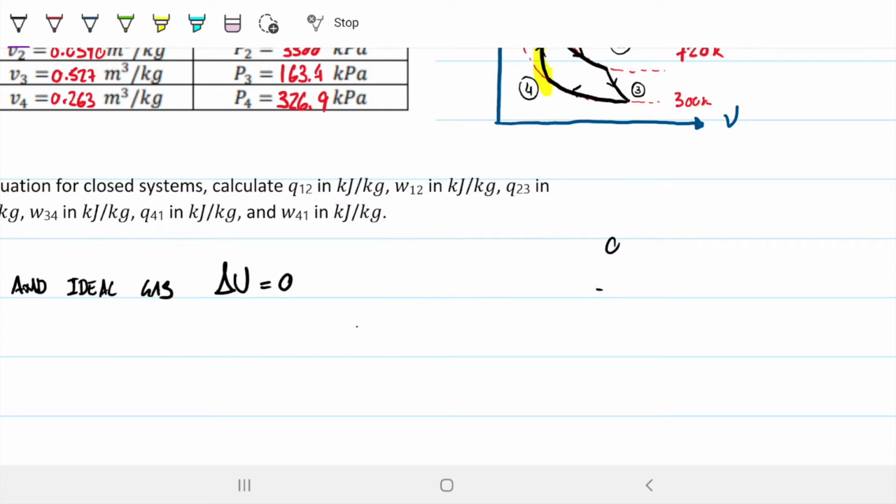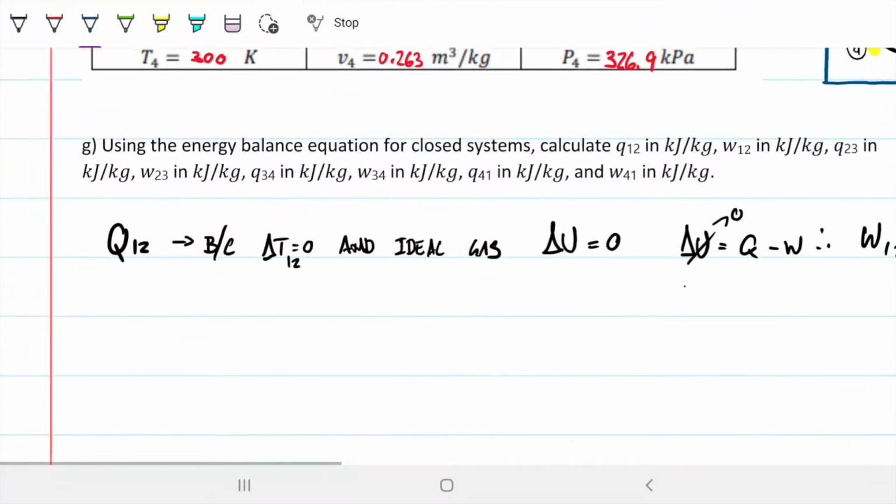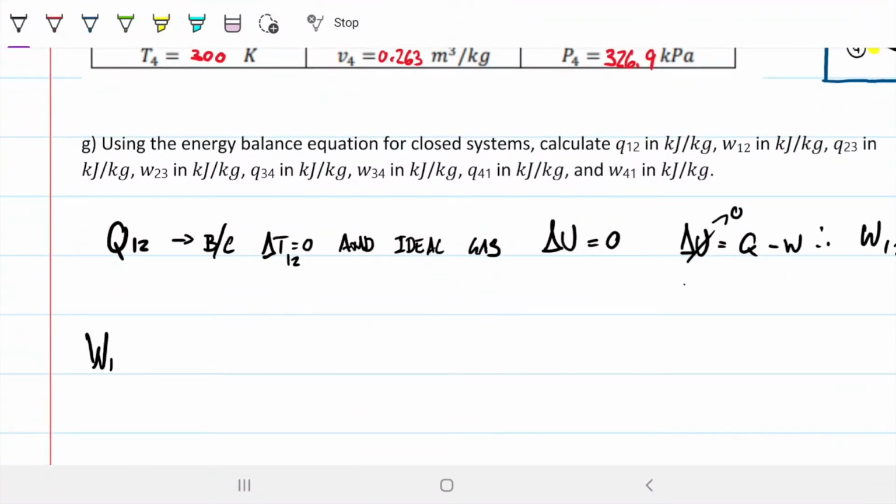And if delta U is 0, then from this equation here, work from 1 to 2 has to be equal to Q from 1 to 2. So if we find the work from 1 to 2, that's going to give us our heat. So we can do that, work from 1 to 2.